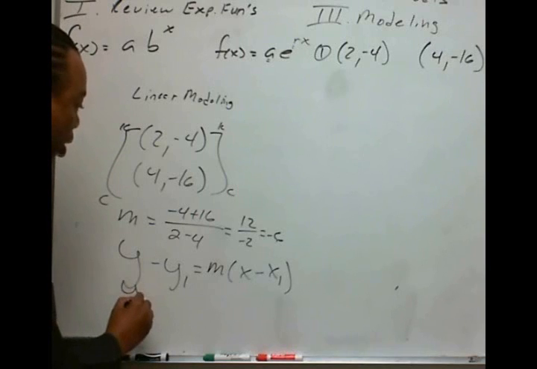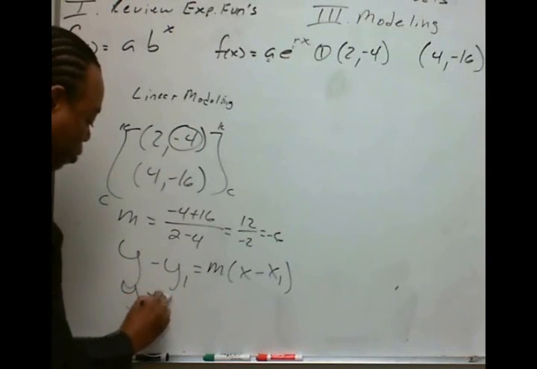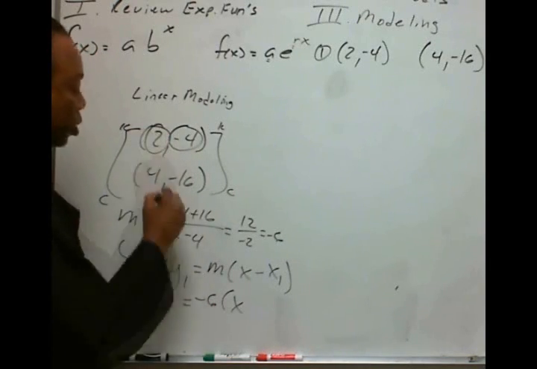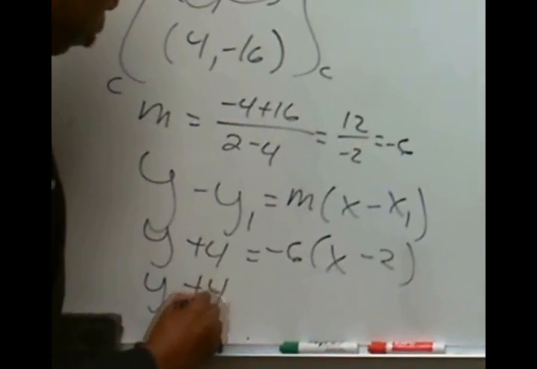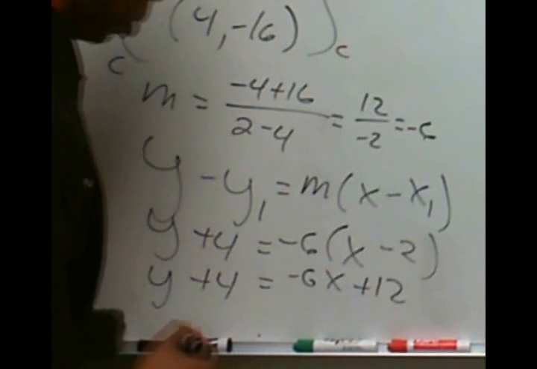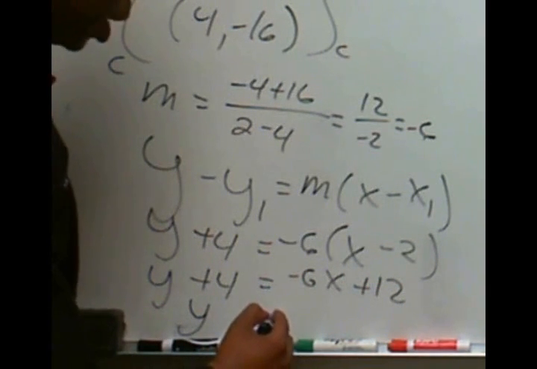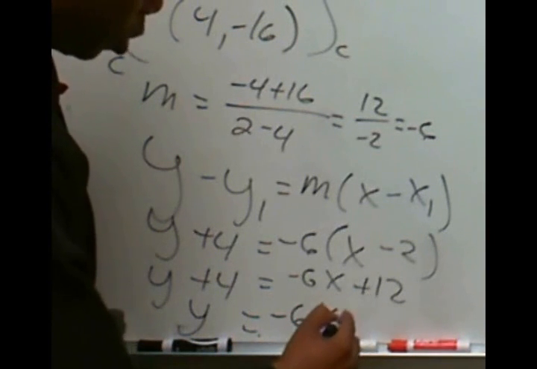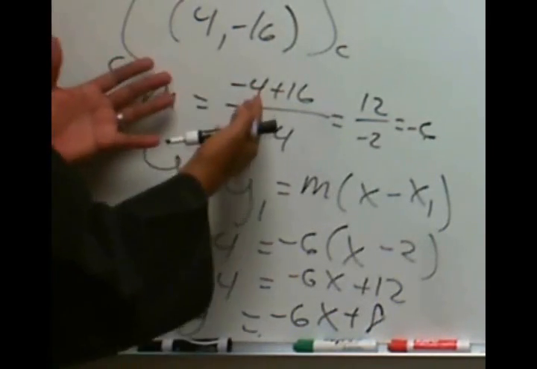Then we put this into the point slope formula. So this would be y and the opposite of y, +4 equals -6, and then the opposite of x would be -2, and we get y plus 4 equals -6x plus 12. And then we'll subtract 4 from both sides, and we get a linear equation. Y equals -6x plus 8. This is the linear model for these 2 points.